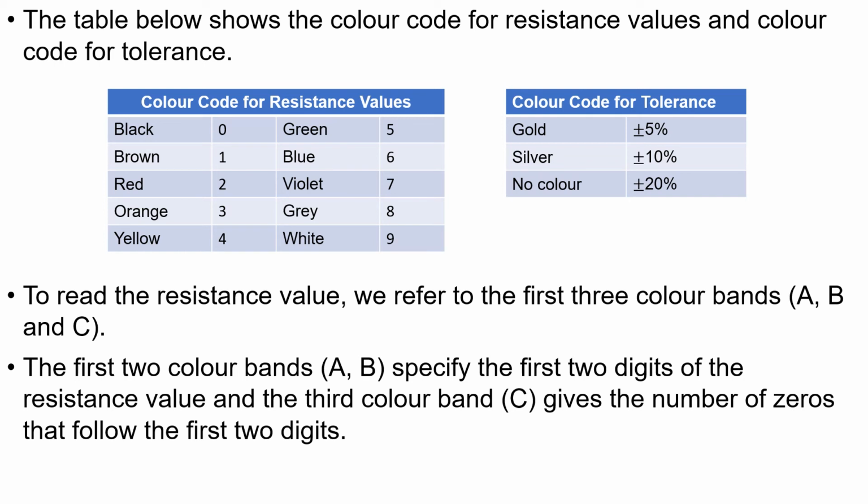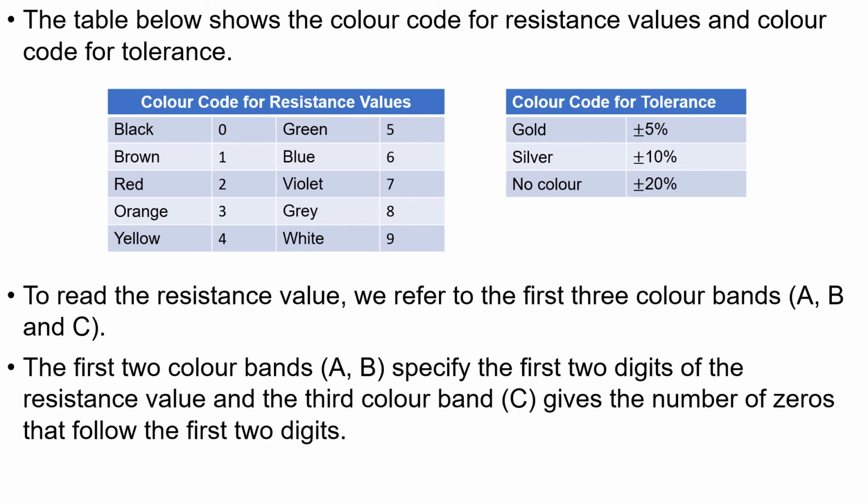Here, we can see the color codes for each value. Black is for 0. Brown is for 1. Red is for 2. Orange is for 3. Yellow is for 4. Green is for 5. Blue is for 6. Violet is for 7. Gray is for 8. And white is for 9.